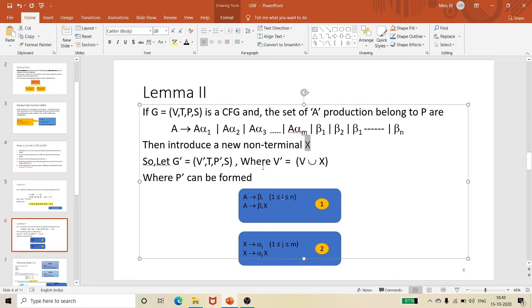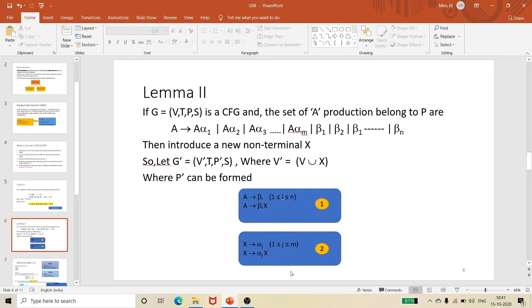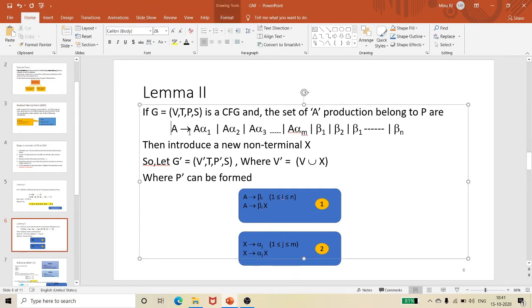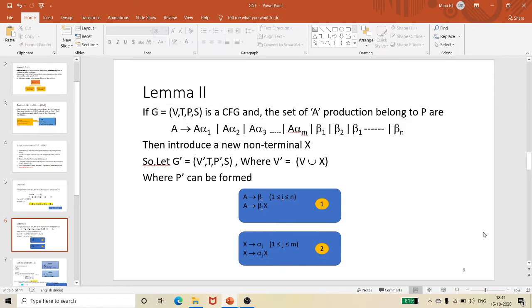They are literally eliminating this left recursion, because this A gives A alpha is said to be a left recursion. They eliminate this left recursion in such a way that A gives all betas, and A gives beta with X, where X gives all alphas, and X gives alpha X. So likewise they have divided this single production into these four sets of productions. I think while solving the problem it could be easily understood.